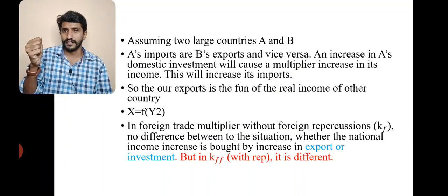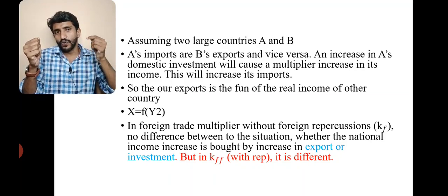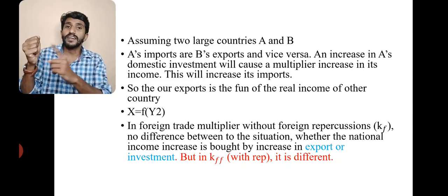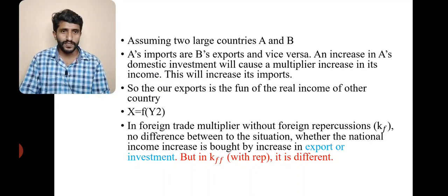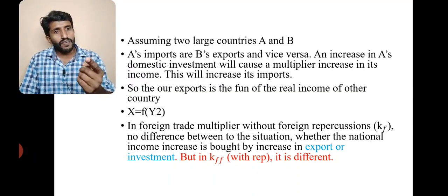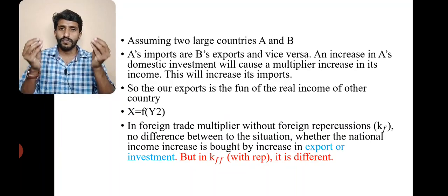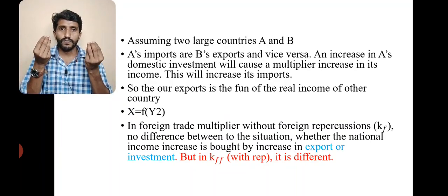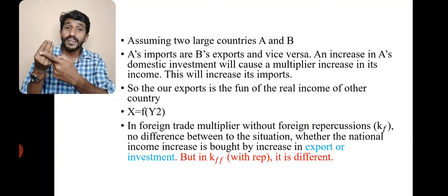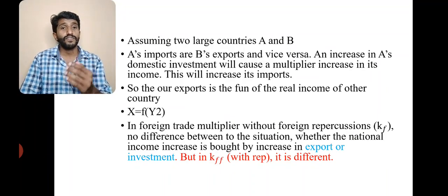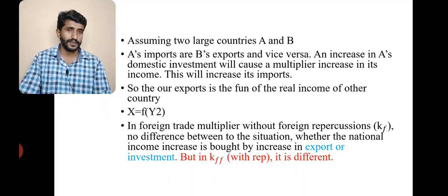There are two countries here. So if the investment goes up in one country, automatically their import will go up, and the other country's export also will go up. So one country's export is a function of the real income of the other country. That's why we normally write X as a function of Y, the other country's income.